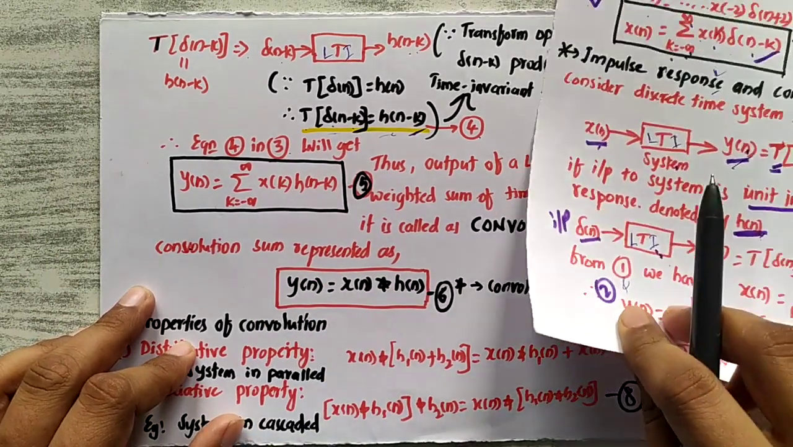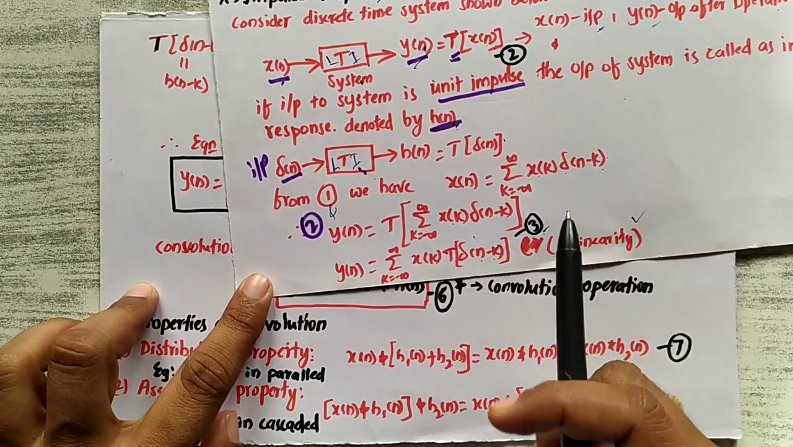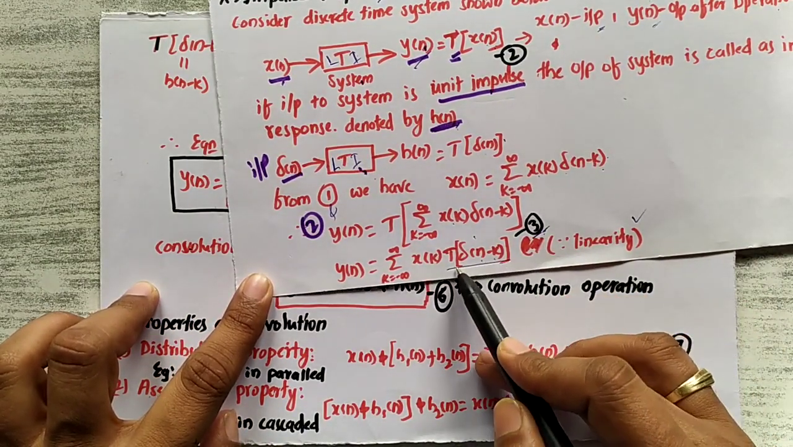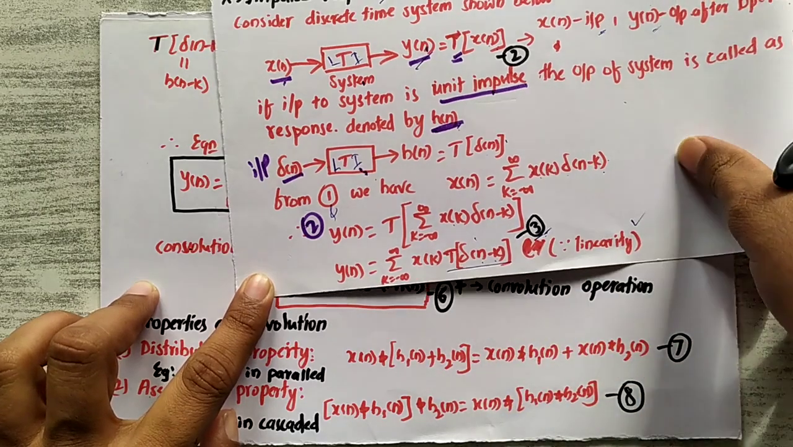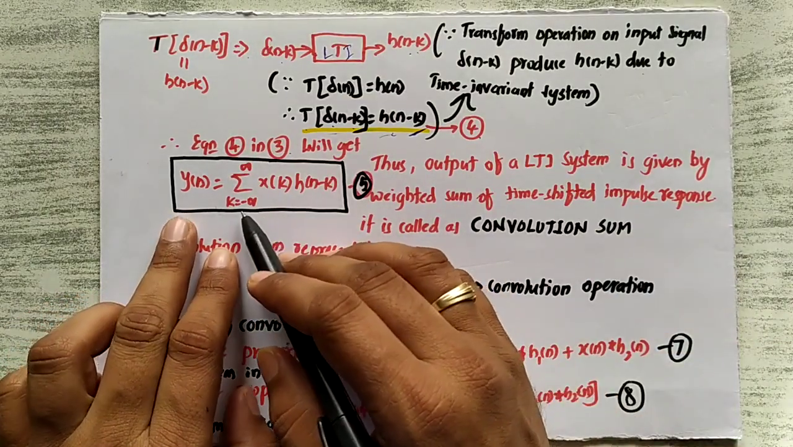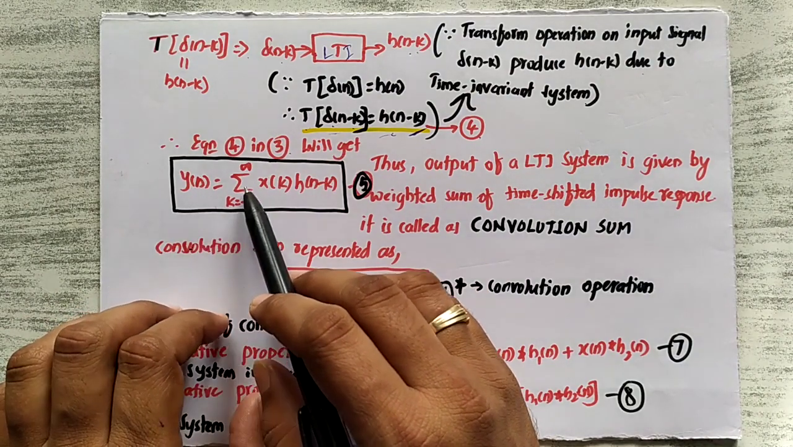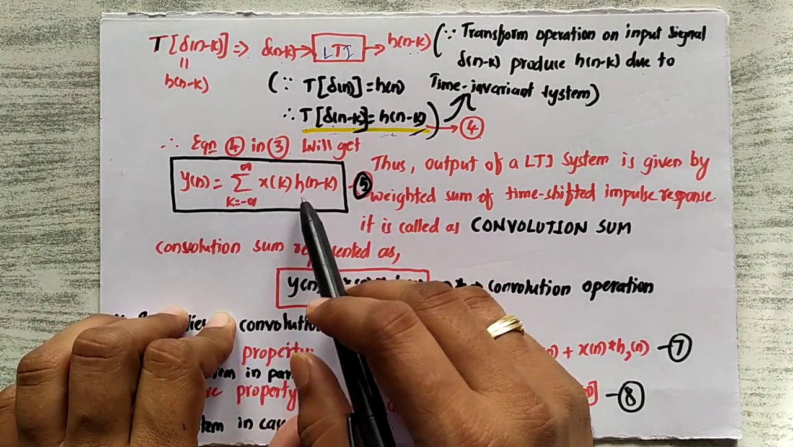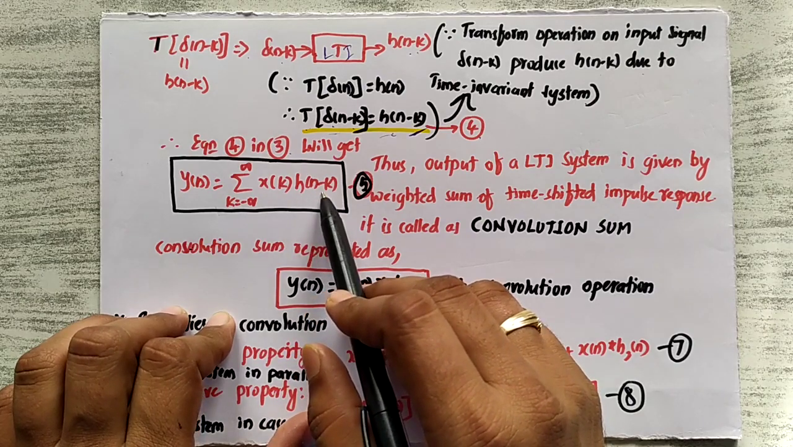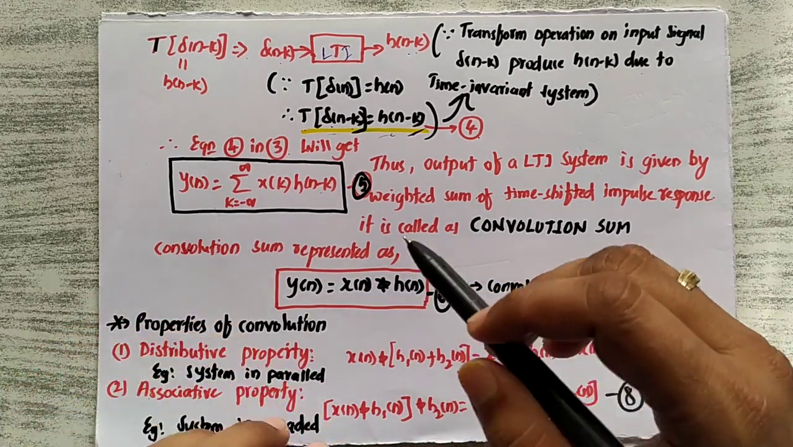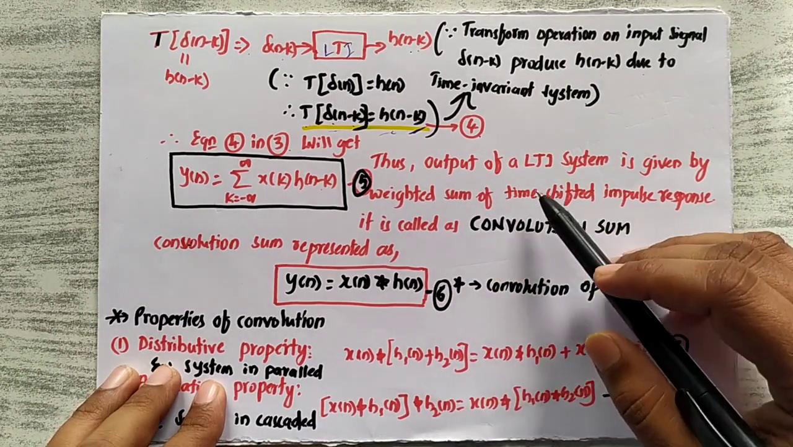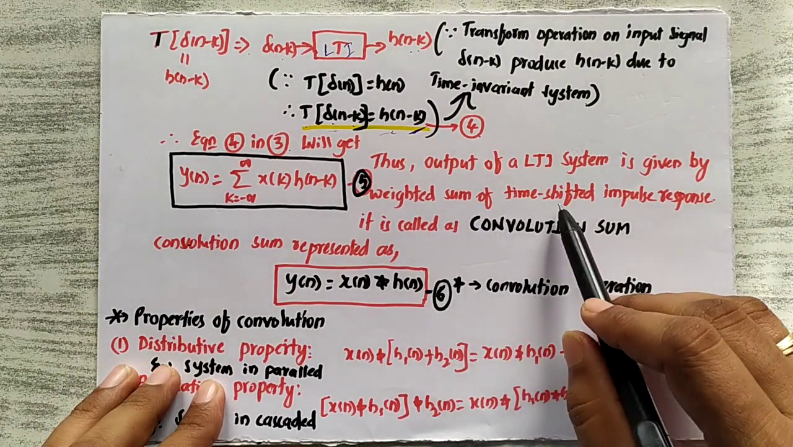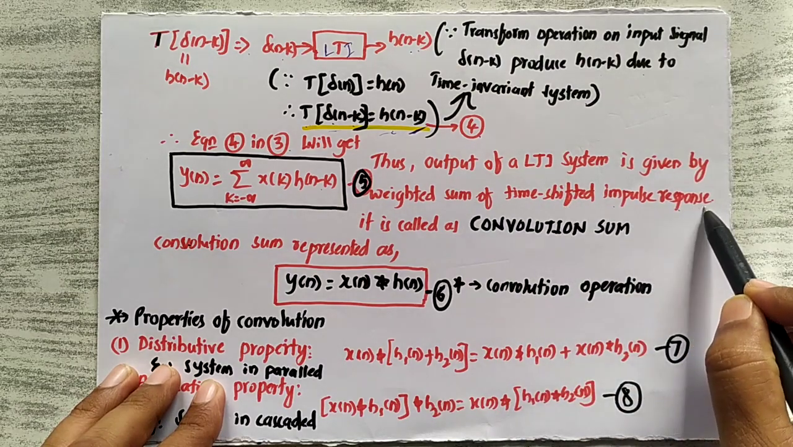Okay, so equation number 3 is this one. Instead of this T of delta n minus k, I will replace it with h of n minus k. So simply we will write y of n is equal to summation k equal to minus infinity to infinity x of k h of n minus k. So what is the conclusion here? The output of an LTI system is given by the weighted sum of time shifted impulse responses.